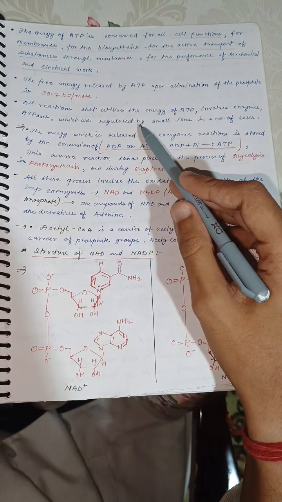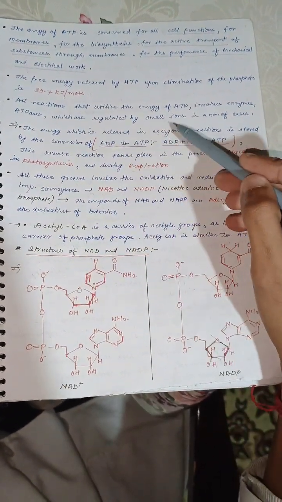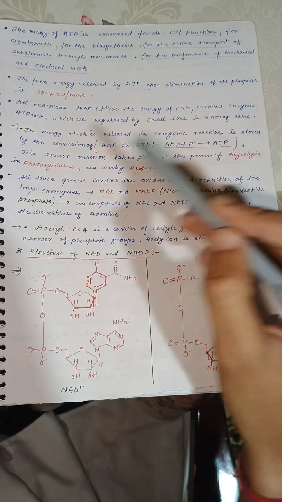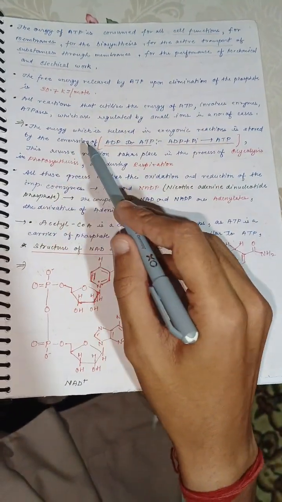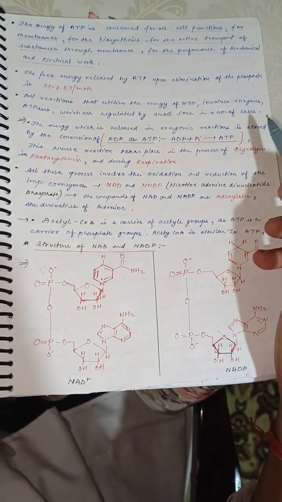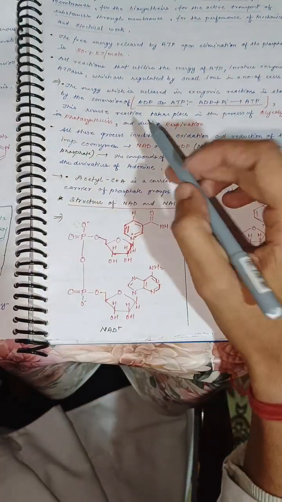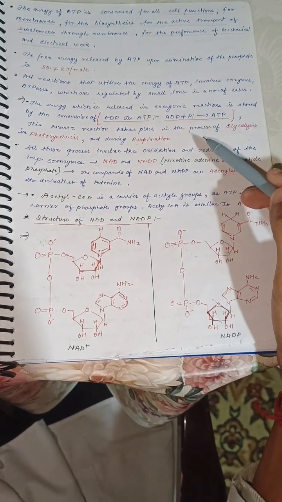All reactions that utilize the energy of ATP involve ATPase enzymes, which are regulated by small ions in a number of cases. The energy which is released in exergonic reactions is restored by the conversion of ADP plus Pi to give ATP. This reverse reaction takes place in the process of glycolysis, in photosynthesis, and during respiration.